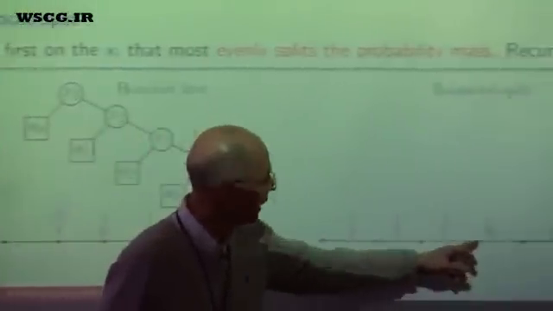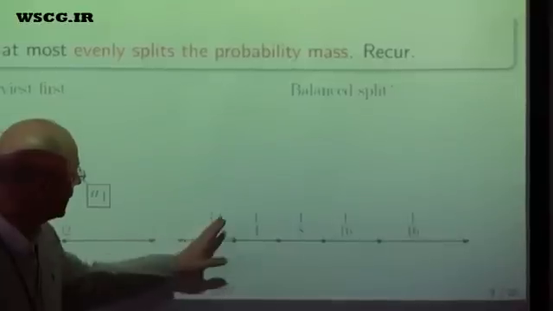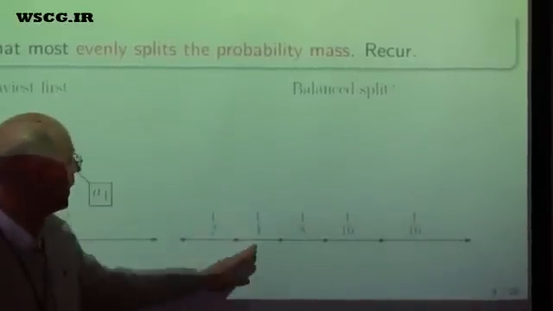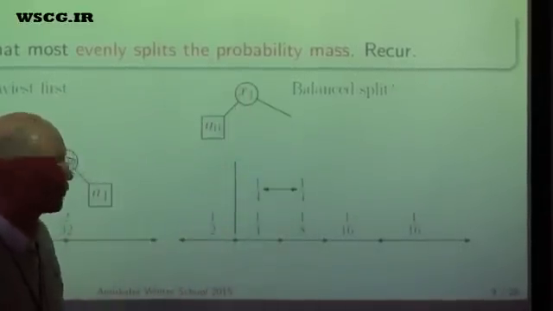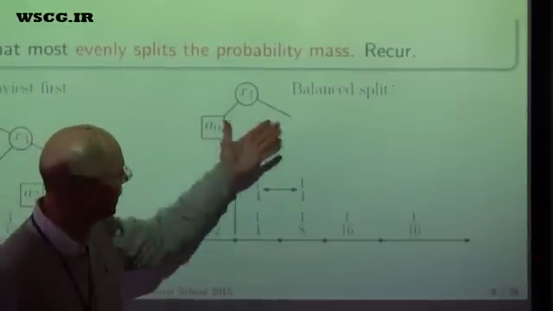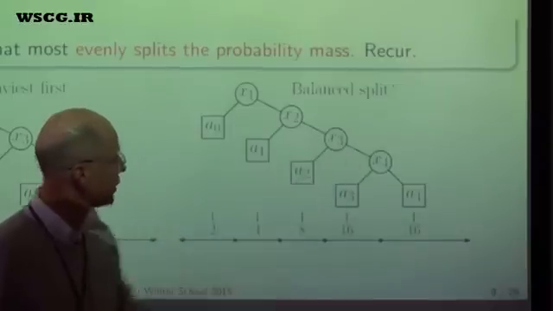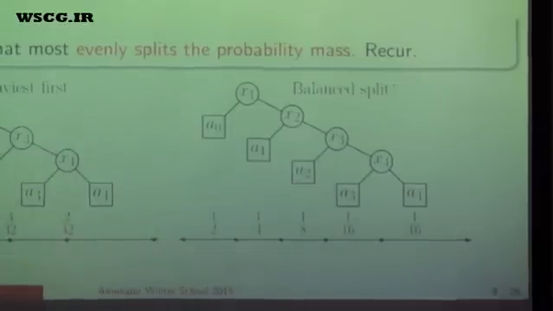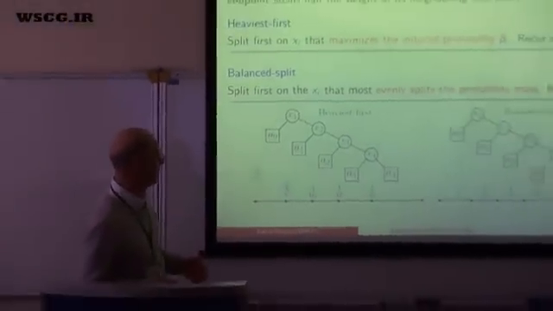Balance split, again, I'm going to look at the distribution here. I have 1/2 probability here. The total probability here is 1/2. So half and half, the best node to start with is this first node, x1. And as you can imagine, I'm going to get exactly the same tree. Here I'm going to split again 1/4, 1/4, and so on and so forth. So in this instance, both of these algorithms produce the best result.